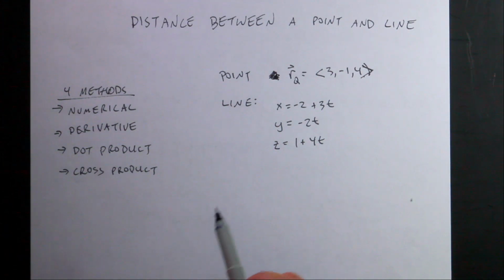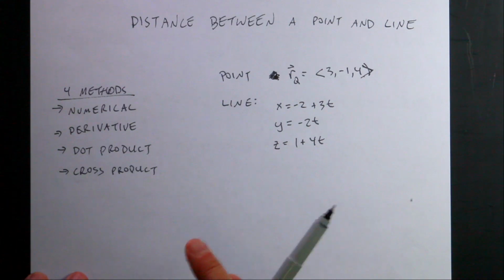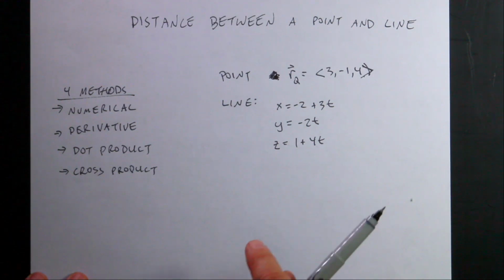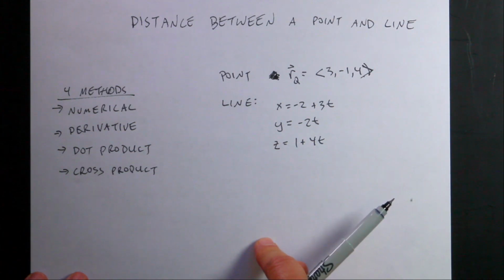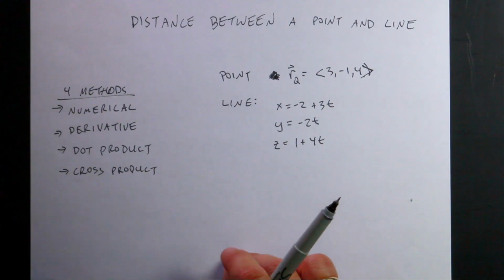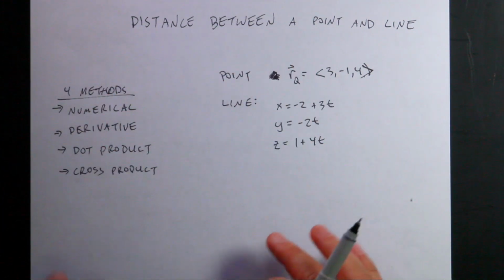I already did a video finding the intersection between two 3D lines. And so this is kind of related to that because we're going to be dealing with parametric equations for 3D lines. But in this case, I want to find the shortest distance between a point and a line in 3D. Now, there's actually four ways I'm going to do this. It's going to be awesome.